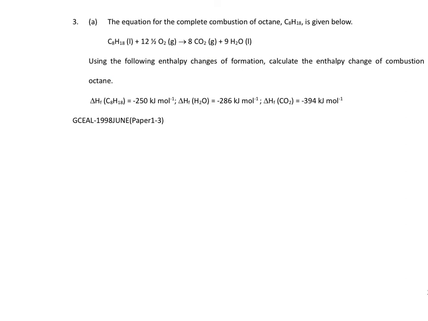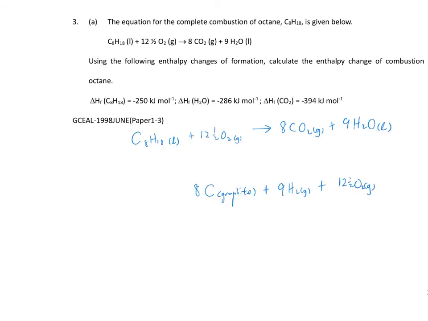For question number 3, we need to find the heat of combustion for the octane, and we can build the energy cycle like this. The octane can be combusted into carbon dioxide and water, and also the octane is formed from the carbon and hydrogen. Carbon dioxide and water, they are also formed from carbon, hydrogen, and oxygen. From this cycle, we can find out their relationship.